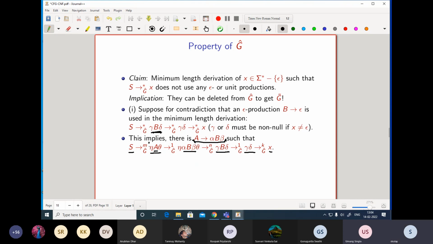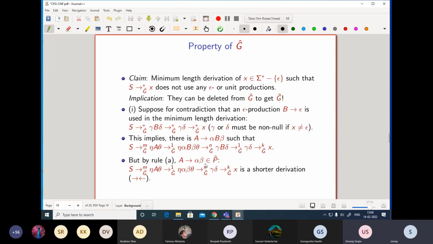We have a new production in G hat that says A goes to alpha beta. So then I can create a shorter derivation where instead of taking this particular step, I can go from eta A theta, taking this production to go to eta alpha beta theta, and then with n steps go to gamma delta and then again derive X.